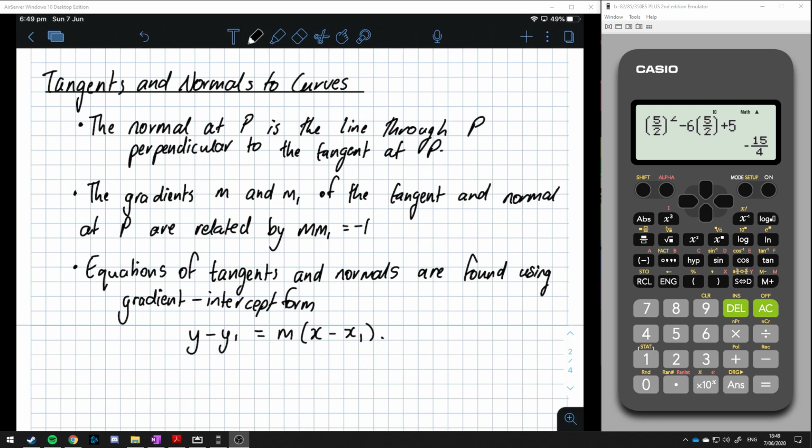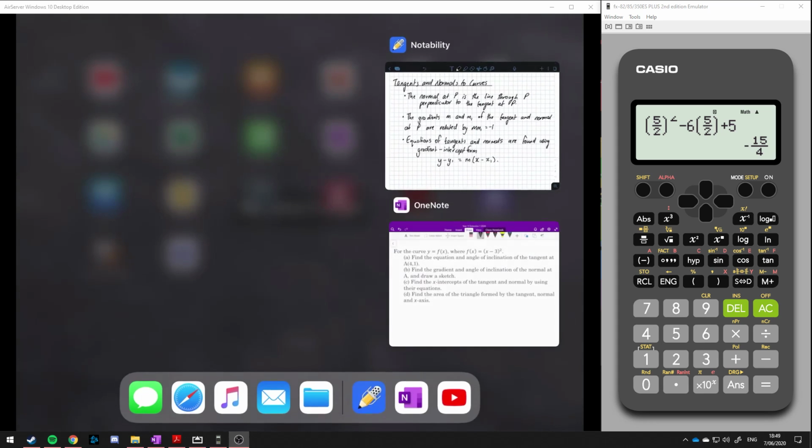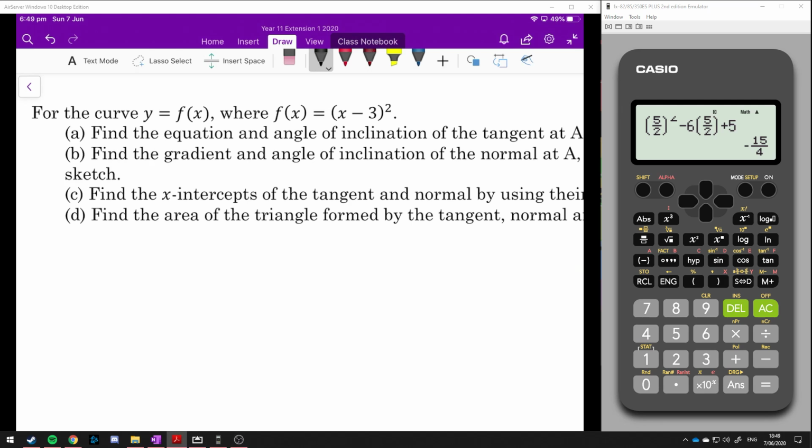Okay, and so equations of tangents and normals are found using gradient intercept form. So that is y minus y1 is equal to m lots of x minus x1. So basically, once we've found our gradient and we know what point we're working with, we just substitute it into the gradient intercept form, and that gives us our equation for the line, which is awesome. So let's jump in straight away and have a look at some examples.